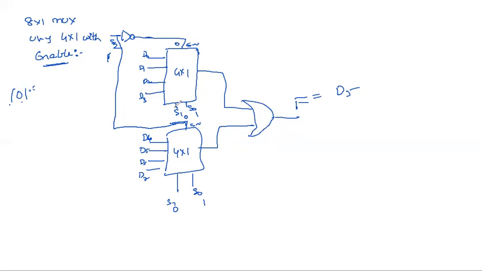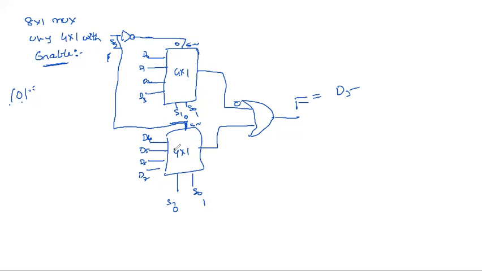So this multiplexer will not work. It gives output as 0 only, right? Because enable is 0, this will not work. So the output is 0. Now this one will work, right? This one will be directly 1.